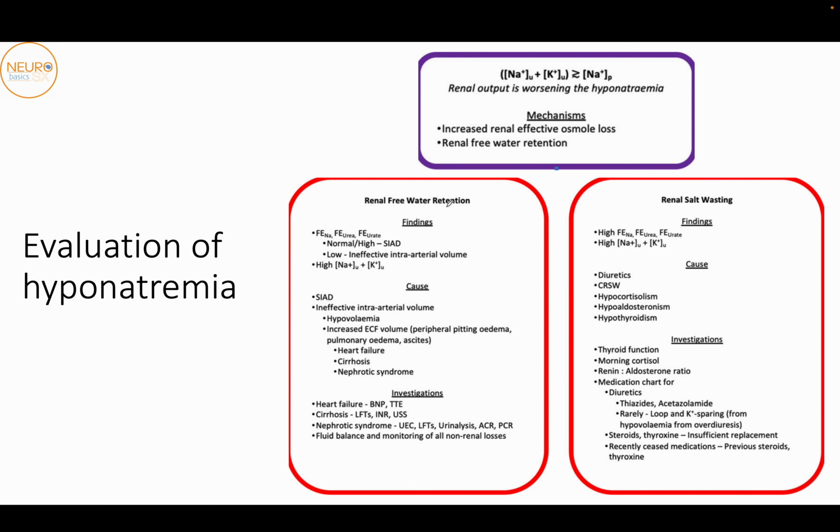And the other condition where the kidney could be retaining free water apart from SIADH would be, as we saw, hypovolemia. So in patients with hypovolemia, your fractional excretion of sodium is going to be low. So that is how we can differentiate between those two. On the other hand, in renal salt wasting, you're going to have a high Fe sodium and a high output of urine sodium as well.